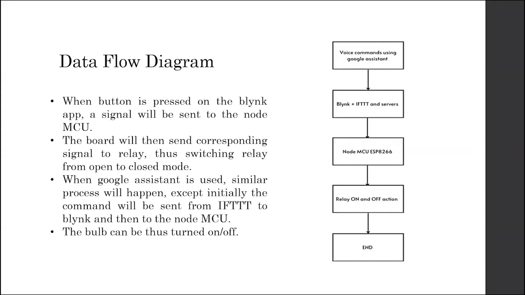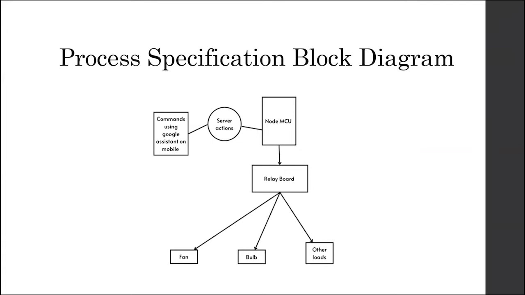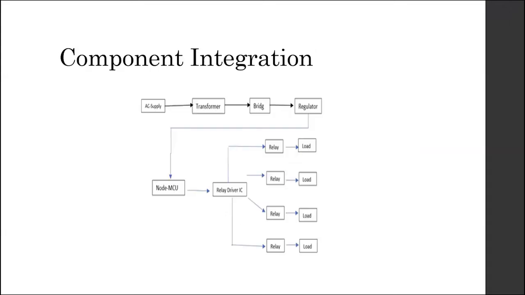When Google Assistant is used, a similar process happens, except the command is first sent from IFTTT and then to the NodeMCU. The bulb or any other load connected to the relay can be turned on or off. This is the process specification. We command using Google Assistant on any mobile, server actions happen on the cloud, then the command is sent to the NodeMCU, and the instruction from the NodeMCU is passed to the relay board. Anything connected to the relay board will be switched on and off.